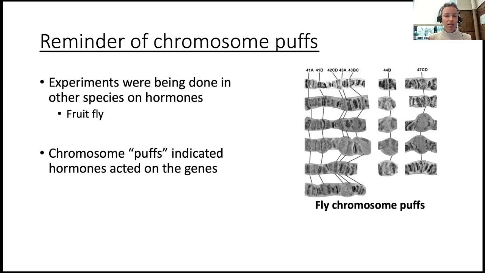So scientists eventually were able to isolate these steroid hormones and put them on various organisms to see what happened. And what scientists saw was that, for example, in fruit flies, when they treated them with hormones, they would see these chromosome puffs. So they noticed that hormones acted on the DNA and on specific segments of DNA that we call genes.